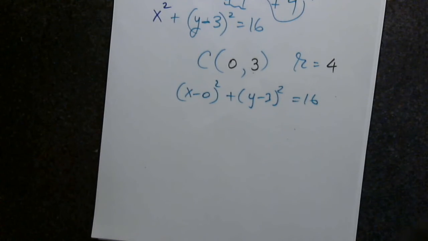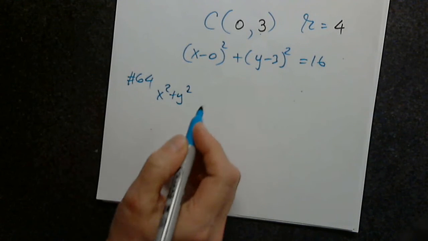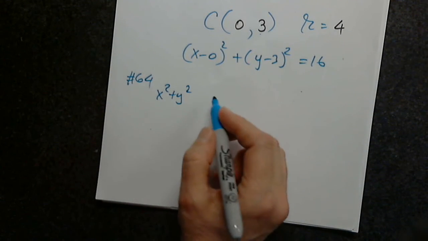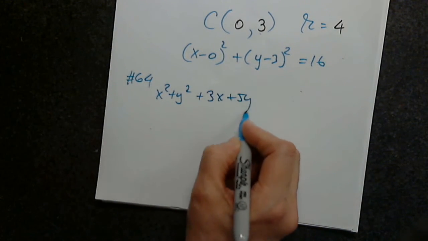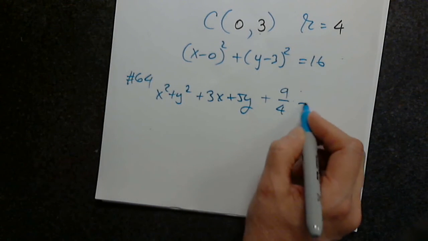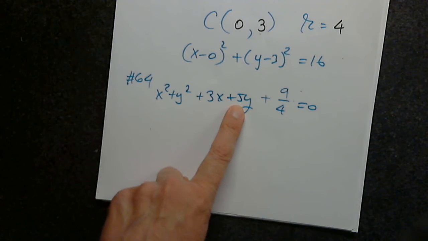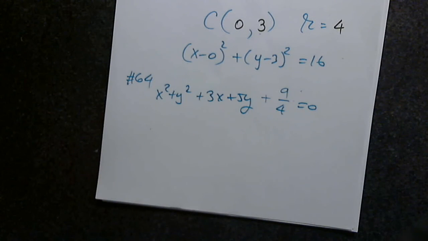Good. Can we do 64? Of course. Let's do 64. So we have x squared plus y squared plus 3x plus 5y plus 9 divided by 4, I think. Is it 9/4? Good. Thank you. Of course, this situation is slightly more difficult. Why? Because 3 is not divisible by 2 and 5 is not divisible by 2. So obviously, we have a little bit of fraction work there.